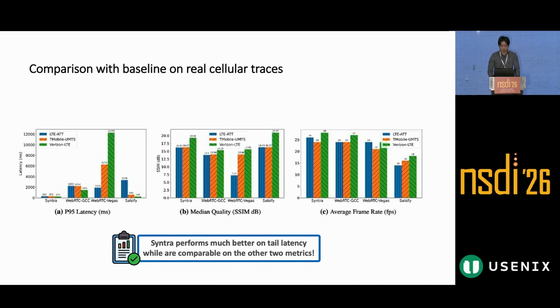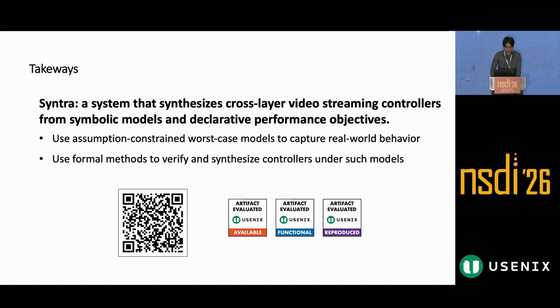We then also compare our algorithm with 3 other baselines on 6 real cellular traces. Syntra performs much better on tail latency, while still comparable on the other 2 metrics, quality and frame rate. We believe the reason is that it can exploit some opportunities that only cross-layer design allows.